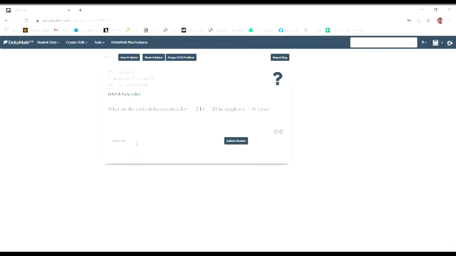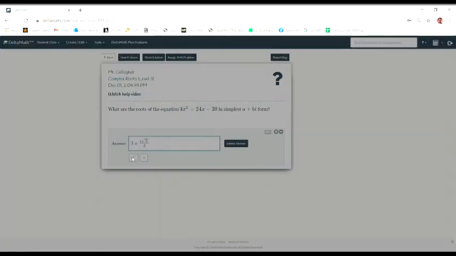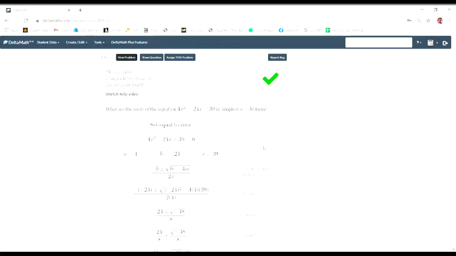And to just show how to plug it into Delta Math, here we go. 3 plus or minus. You can put a slash for a fraction. i, here's the square root symbol, 3 over 2. We're good to go.